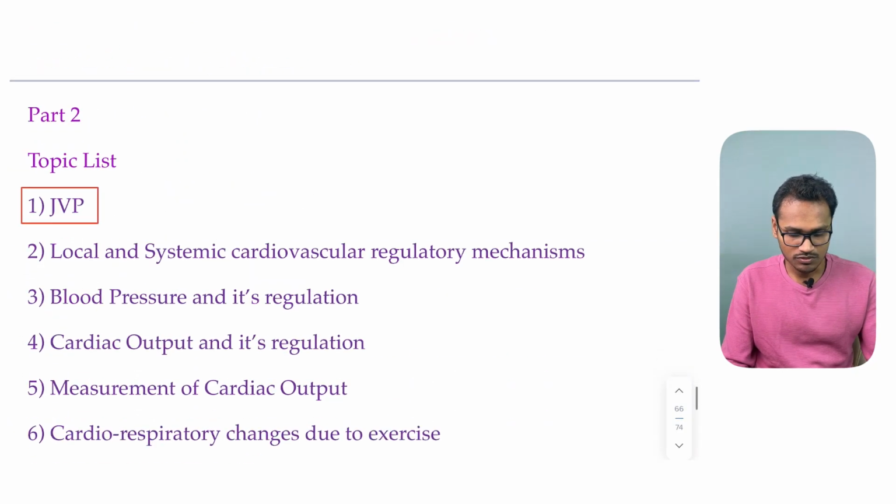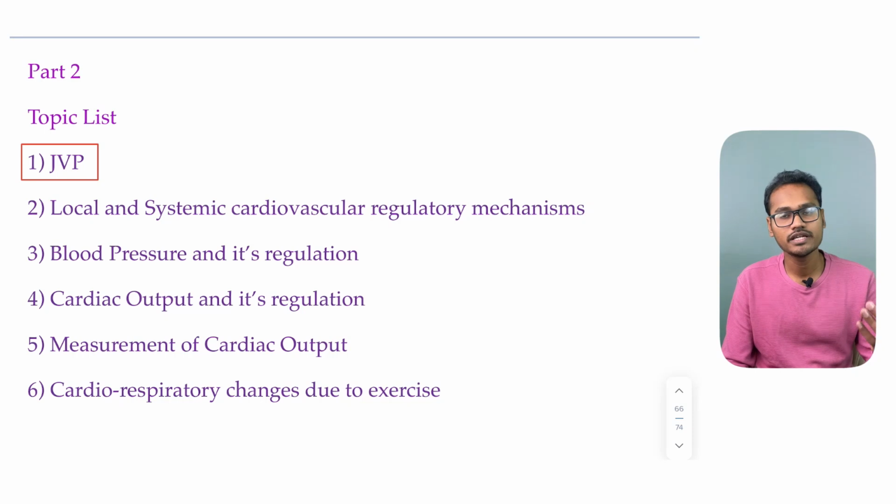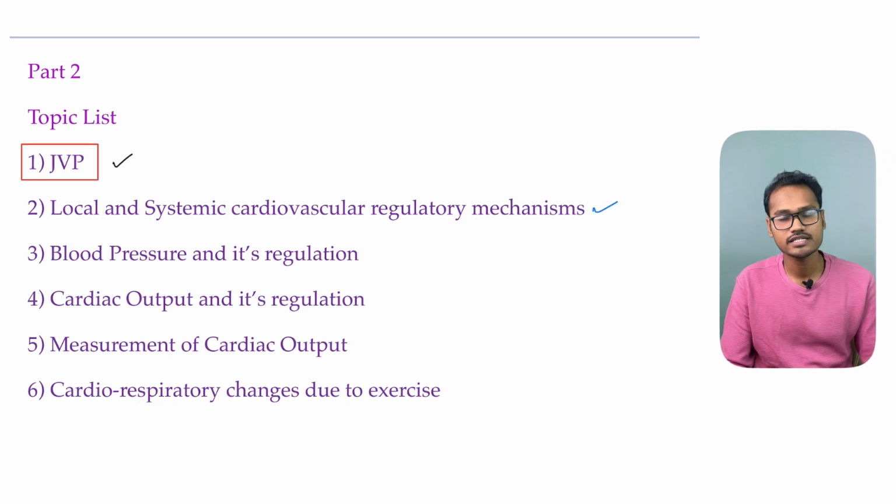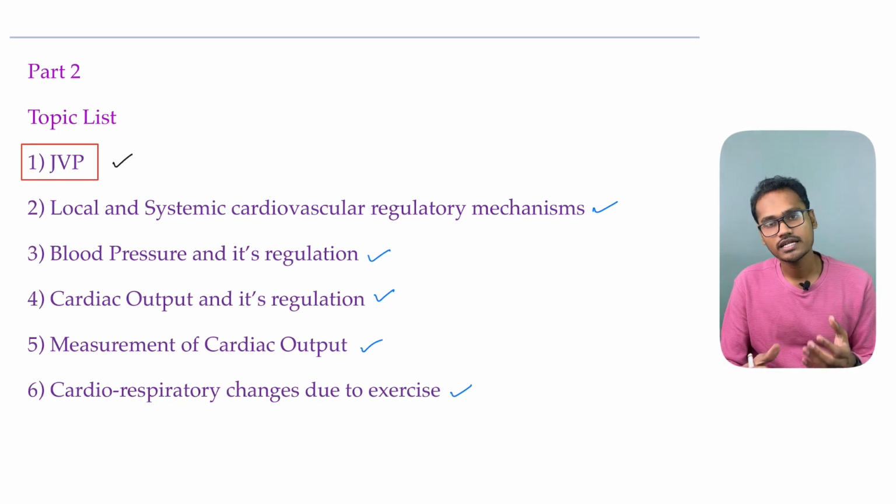In part 2, the topic list I have already shown you in the beginning video itself, the cardiovascular system introductory video. So we have the JVP, then the local and systemic cardiovascular regulatory mechanisms, then blood pressure and its regulation, cardiac output and its regulation, then measurement of cardiac output, then cardiorespiratory changes to exercise. So this will be mostly a regulatory part, as I already told you.